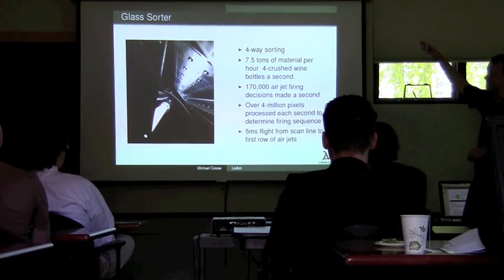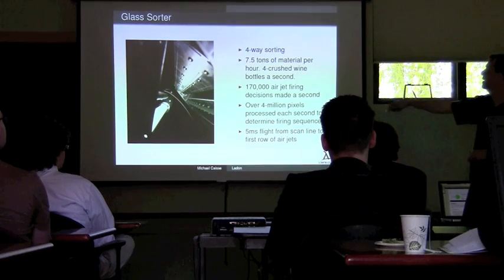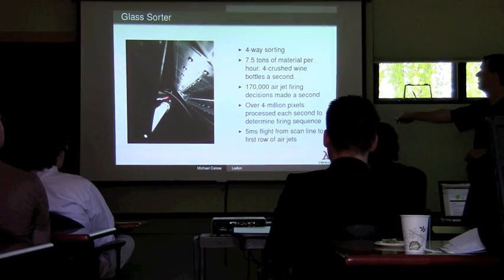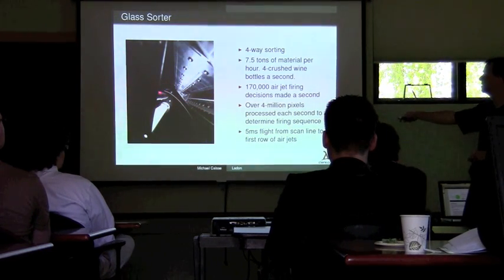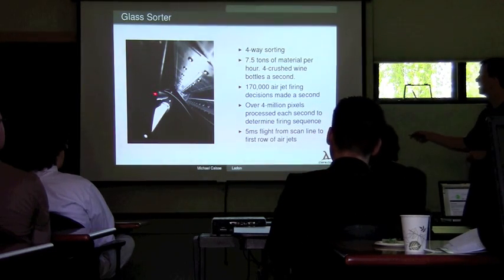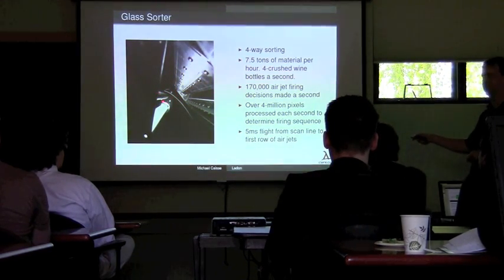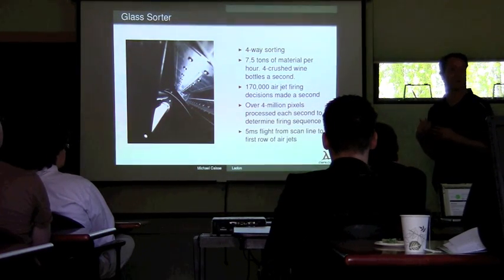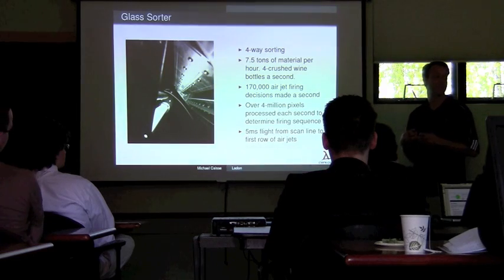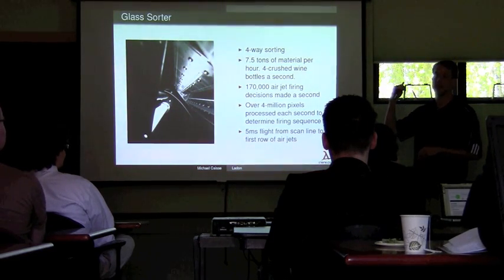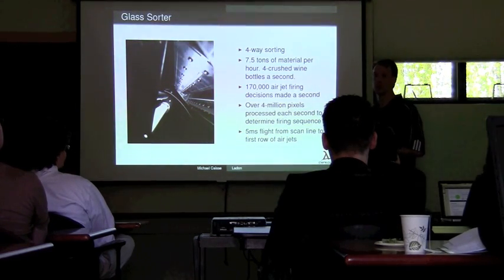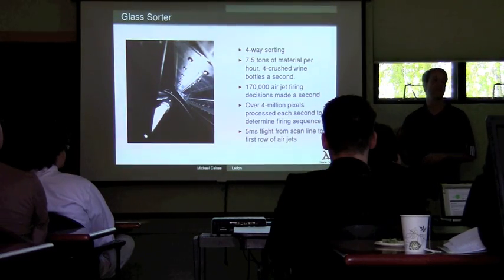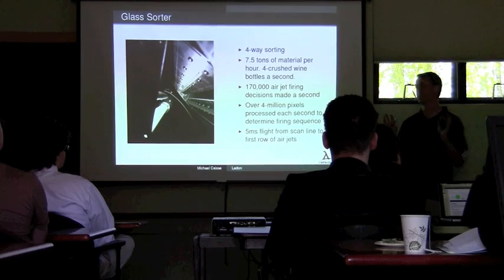As that image is getting produced, it's going to hit this row of air jets, and this is the end of the conveyor. So from here to here is basically the amount of time that we have in order to make the decision of what to do with this material that's coming down. Because we're going to fire these air jets to separate the material four ways: either clear glass, brown glass, or green glass. Those are going to go into three different chutes. And then the rest we're just going to say, that's trash, and just let it go.